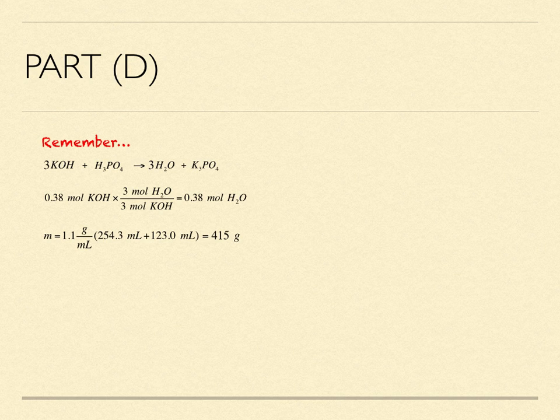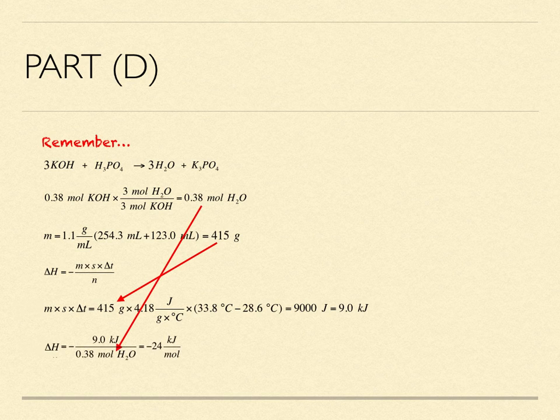Now, with the formula for the heat of neutralization, we obtain an answer of negative 24 kilojoules per mole of water. Note that the heat of neutralization is negative for the reaction because heat is released.